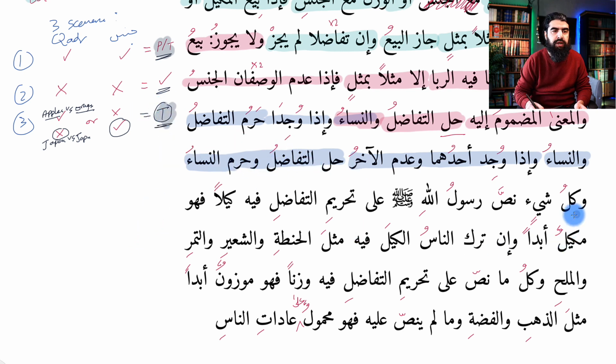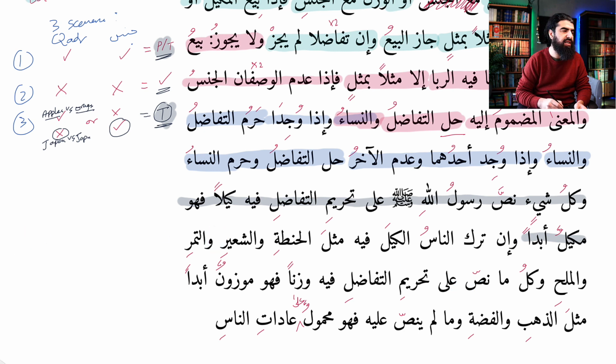All right. وكل شيء نص رسول الله صلى الله عليه وسلم على التحريم التفاضل فيه كيلا فهو مكيل أبدا. So every single thing that the Prophet صلى الله عليه وسلم has explicitly mentioned about it being haram, that tafadul in it is haram, excess in it is haram, then that thing will be treated as kayl if it was kayl in the time of the Sahaba, forever.